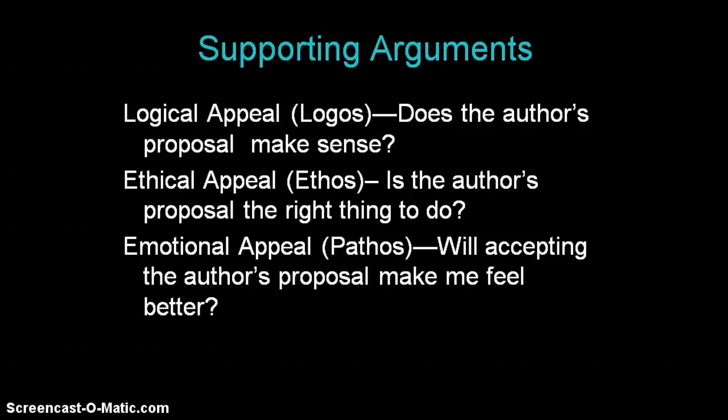Those kinds of things. Ethos is the ethical appeal. And it's not just, is the proposal the right thing to do? It's also, what's the credibility of the author? Do they have the right to say that? Does their evidence have credibility? Is it something about them that makes them a credible speaker? And then the pathos is the emotional appeal. Will accepting the author's proposal make me feel better? Or do we use fear to motivate as an emotion? Do we use happiness to motivate as an emotion? So all of these things, credibility, evidence, and emotion, can really help with your argument.